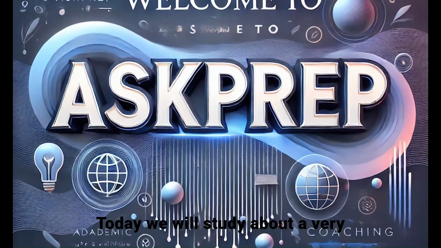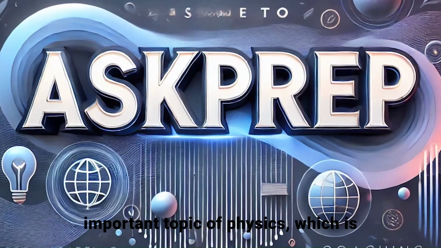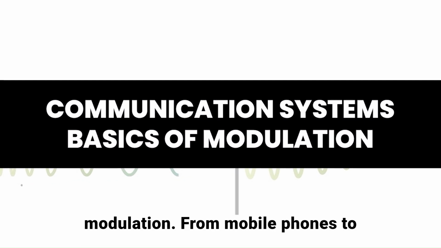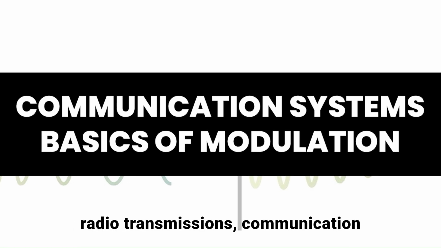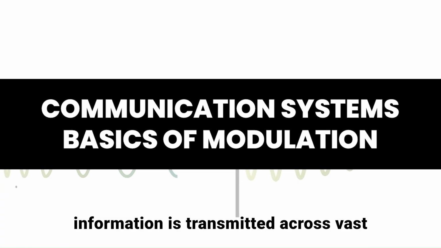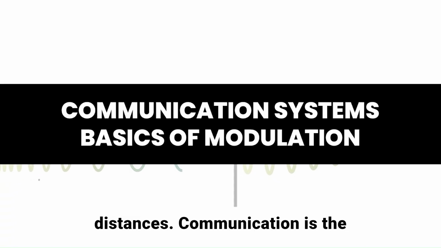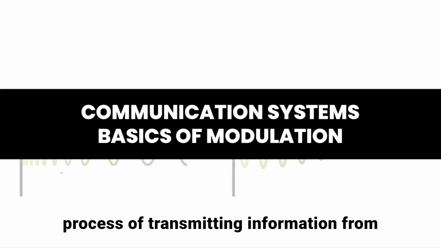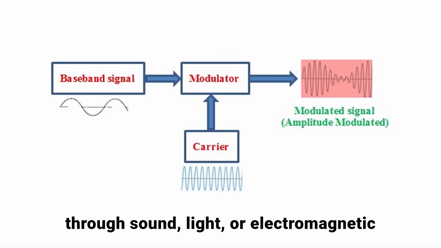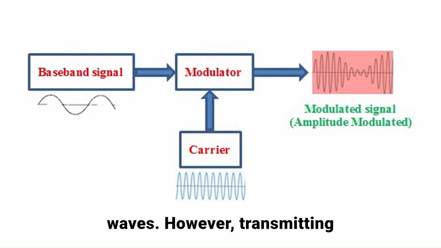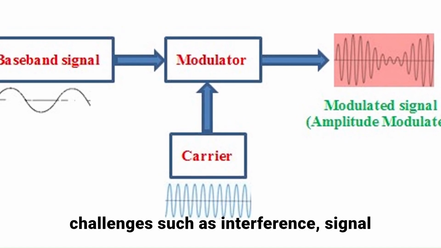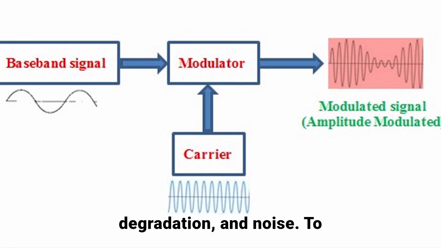Today we will study a very important topic of physics, which is communication systems and the basics of modulation. From mobile phones to radio transmissions, communication systems form the backbone of how information is transmitted across vast distances. Communication is the process of transmitting information from one place to another. This can be done through sound, light, or electromagnetic waves. However, transmitting signals over long distances comes with challenges such as interference, signal degradation, and noise.